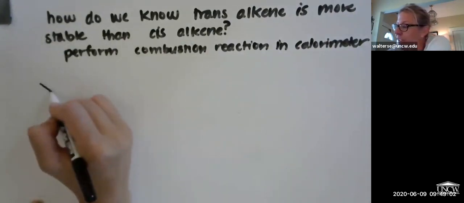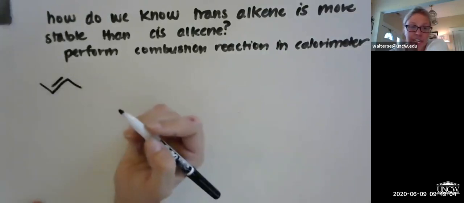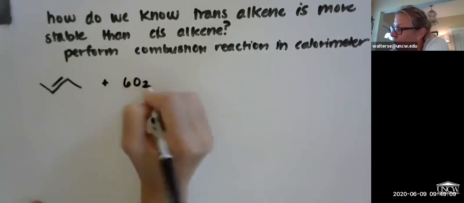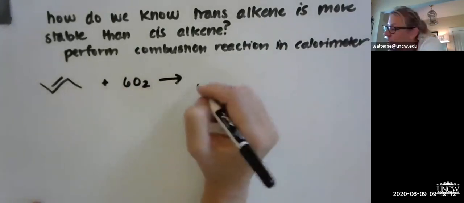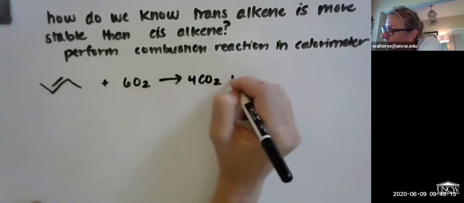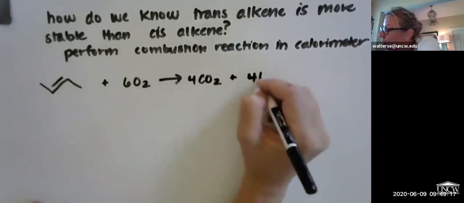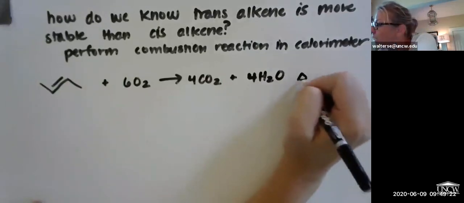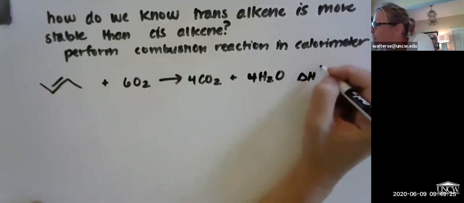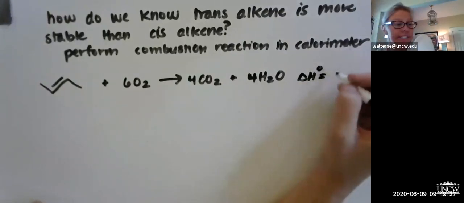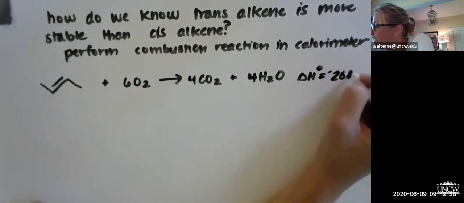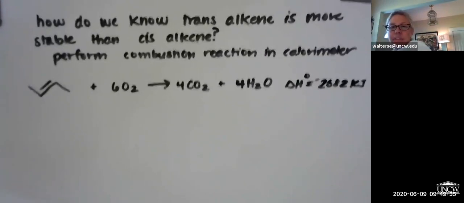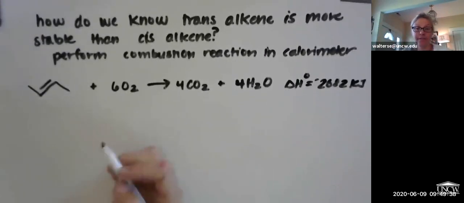And so if you take the trans alkene and you react it with 6 moles of oxygen, you're going to make 4 moles of carbon dioxide and 4 moles of water. This reaction is exothermic and releases 2682 kilojoules per mole. Now don't worry about the unit or the number. Just know that it's exothermic.